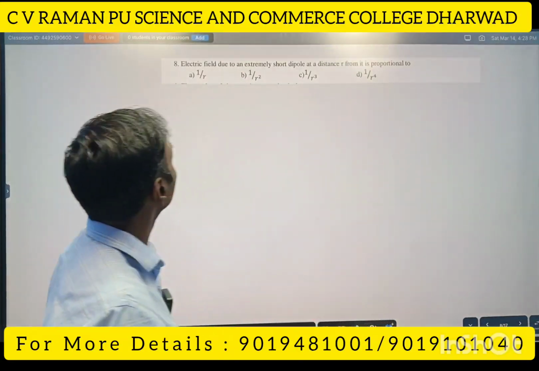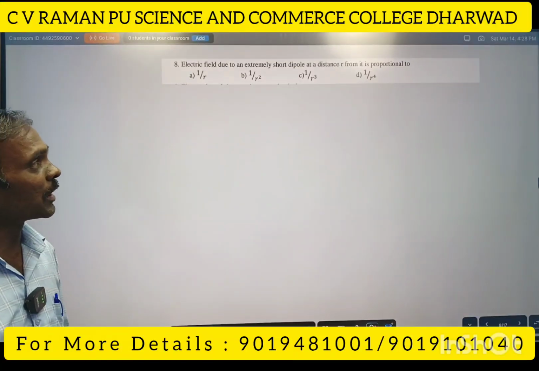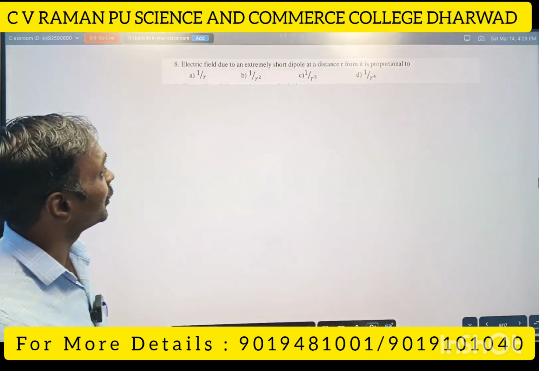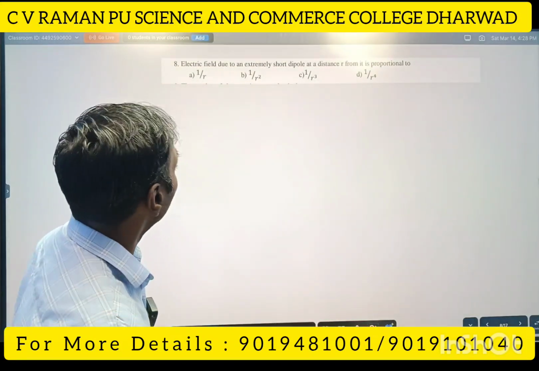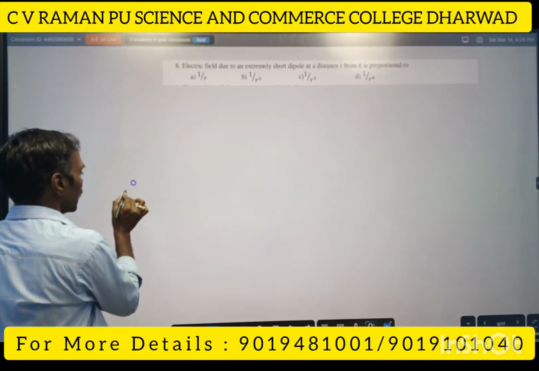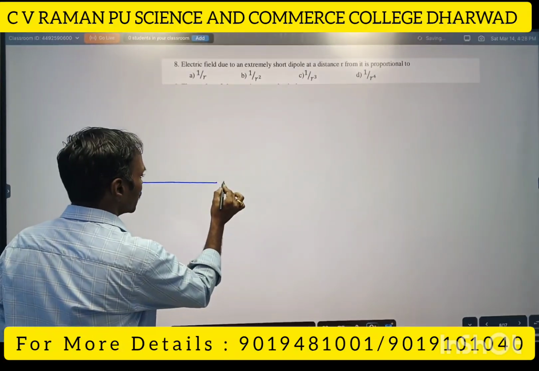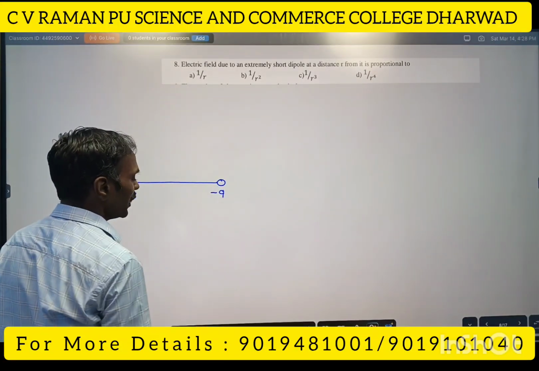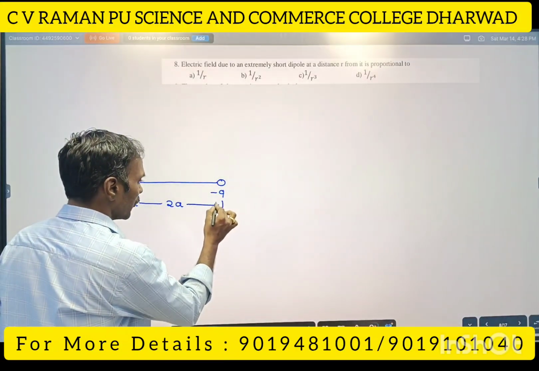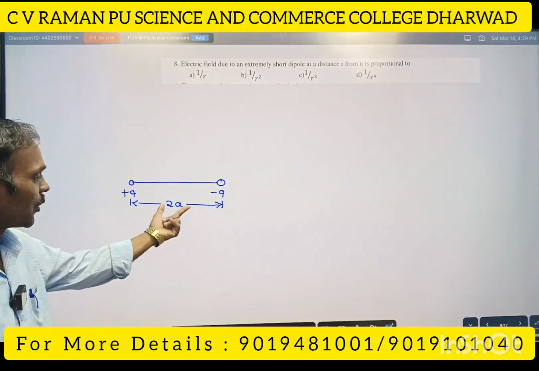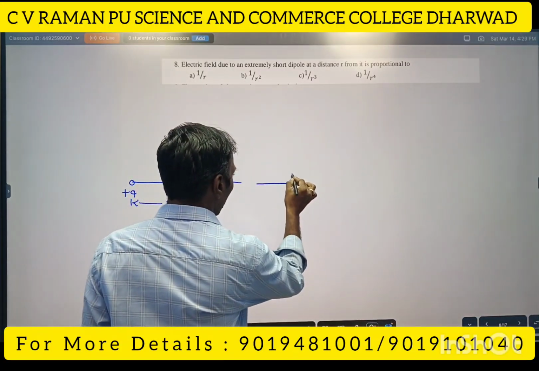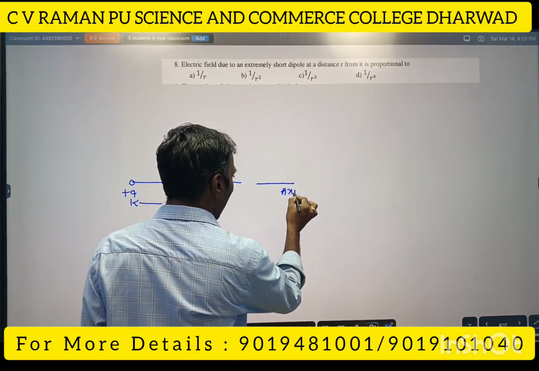Question number 8. Electric field due to an extremely short dipole at a distance r from it is proportional to what? An electric dipole is equal and opposite charges separated by a short distance, where the distance of separation is represented by the notation 2a. Now we are calculating the electric field at a point on an axial line. We call this point an axial line.